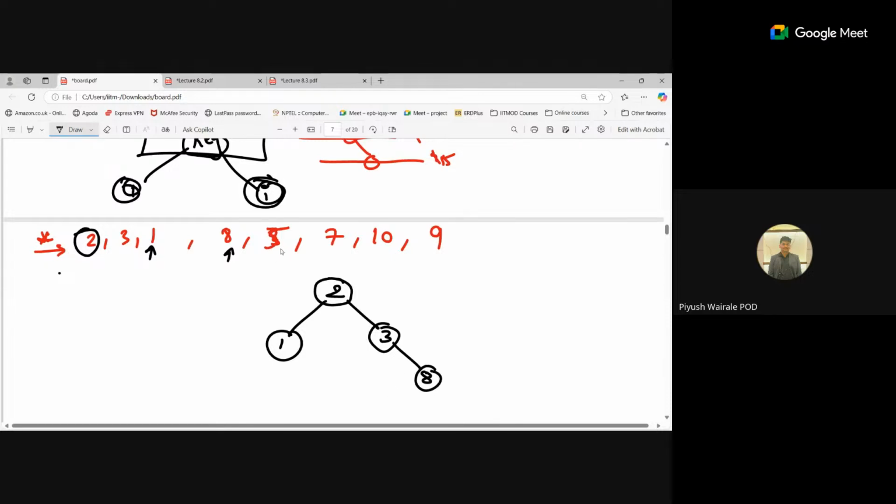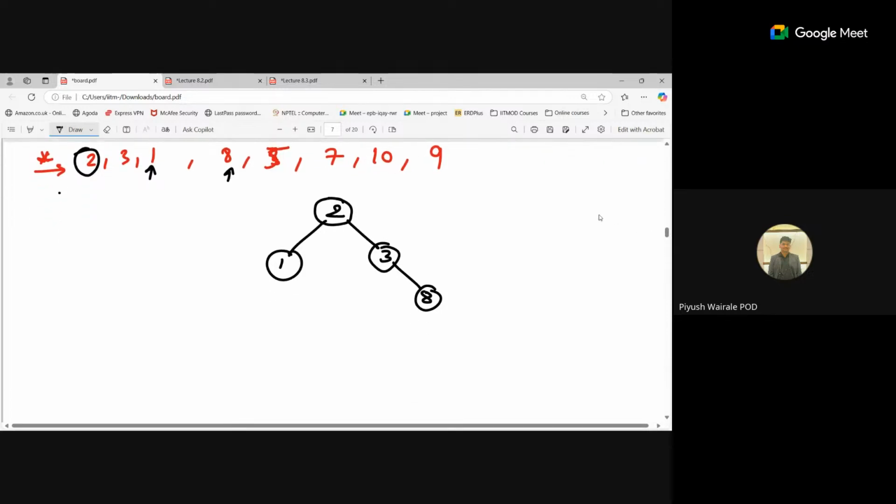Okay. What about 5? Where will 5 go? We compare 5 with 2, that is greater than 2, so it will be on the right side. Again, compare 5 with 3. It is greater, so it will be on the right side. Again, compare 5 with 8, that is less, so that will be on the left side here, right?